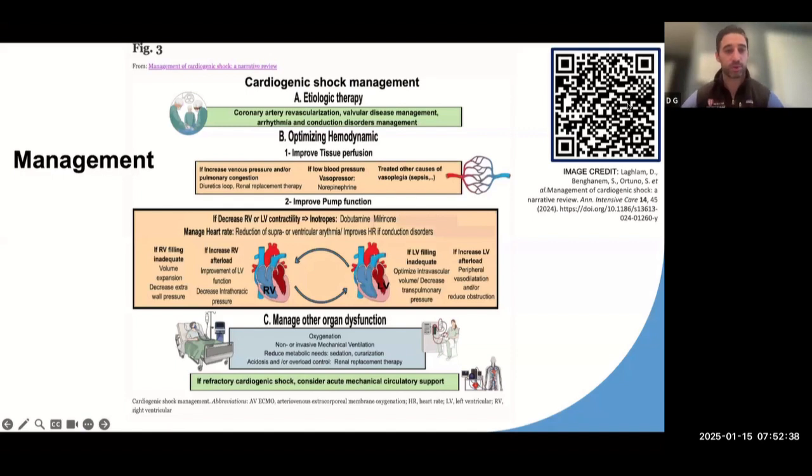And at least at this point, we try to branch cardiogenic shock into acute MI versus heart failure shock. And the reason is that the two etiologies behave very differently, and it also directs your management.